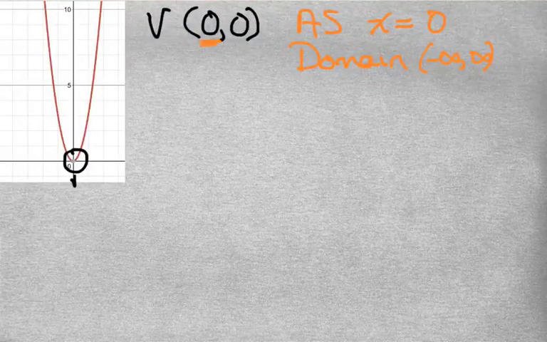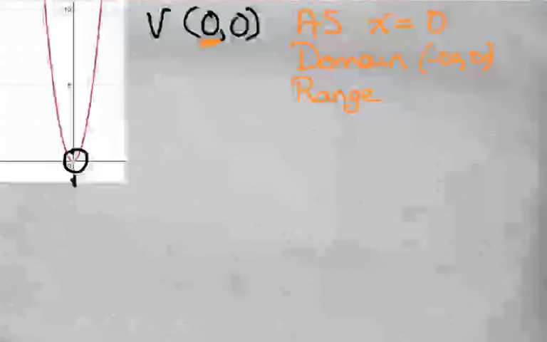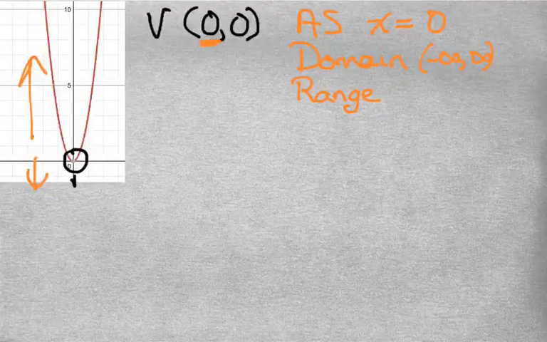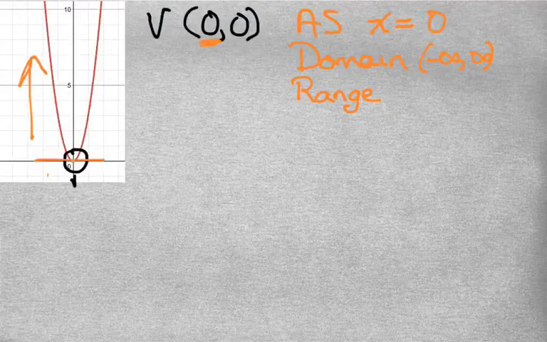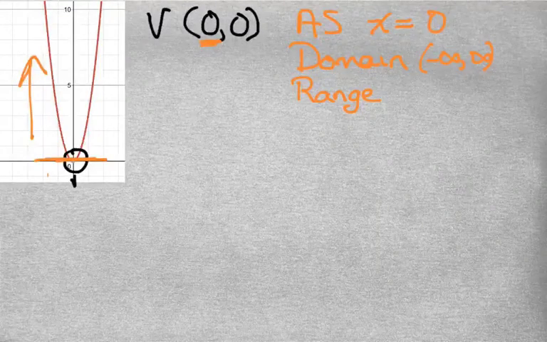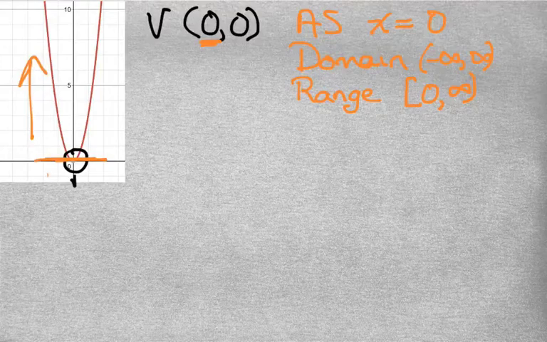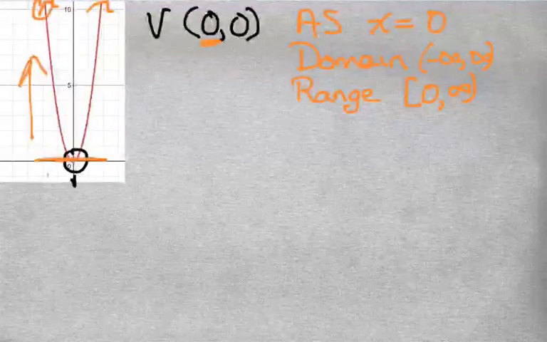And then for your range, you have to look at the graph. Is the graph opening up or down? In this case, it's opening up. So our vertex is our lowest point, so we look at our y value. Our y value at the lowest point is 0, and our highest point is going to go to the arrows, which are not drawn on this one, but they would go up here, and so that's the positive infinity.